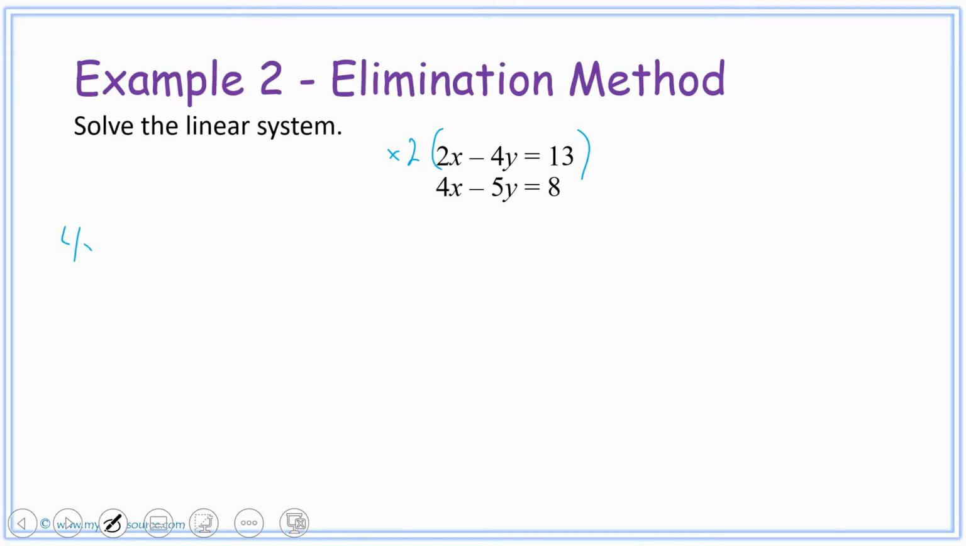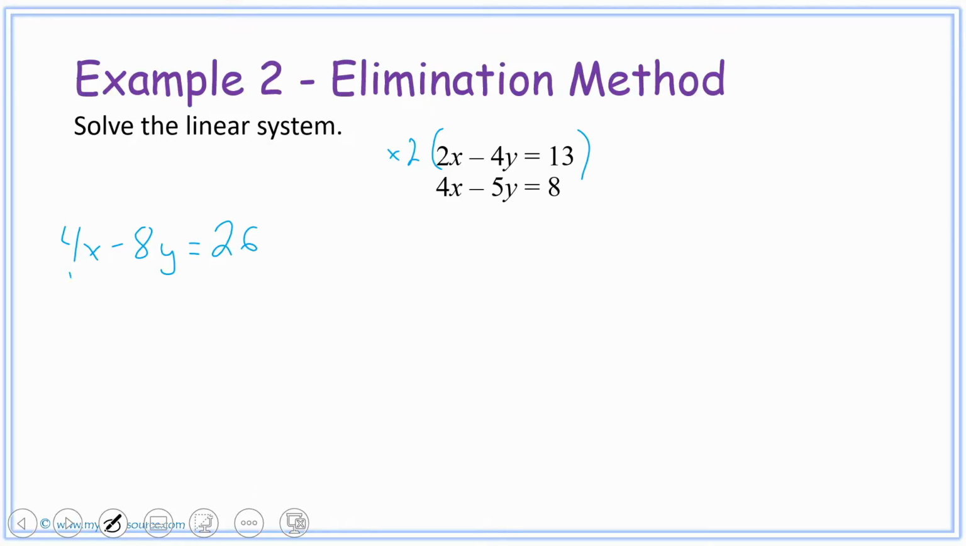So we're going to have 4x subtract, right? 2 times 2 is 4. 2 times negative 4 is going to give us that 8y. Equals to 13 times 2 is 26. So that, remember what we learned before, they can be multiples of each other. And because they're multiples of each other, we can use that concept to eliminate.